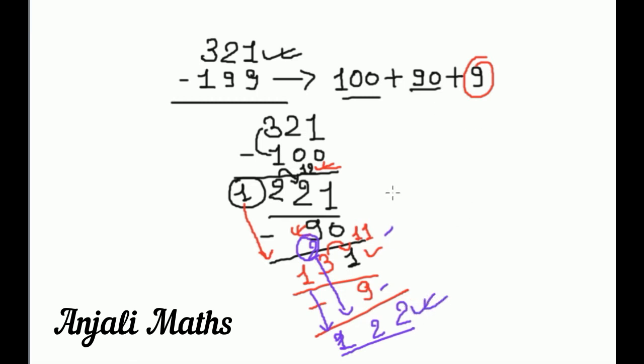There is no way to get an incorrect or wrong answer because you are subtracting small numbers or round figures. So let's see the next example.